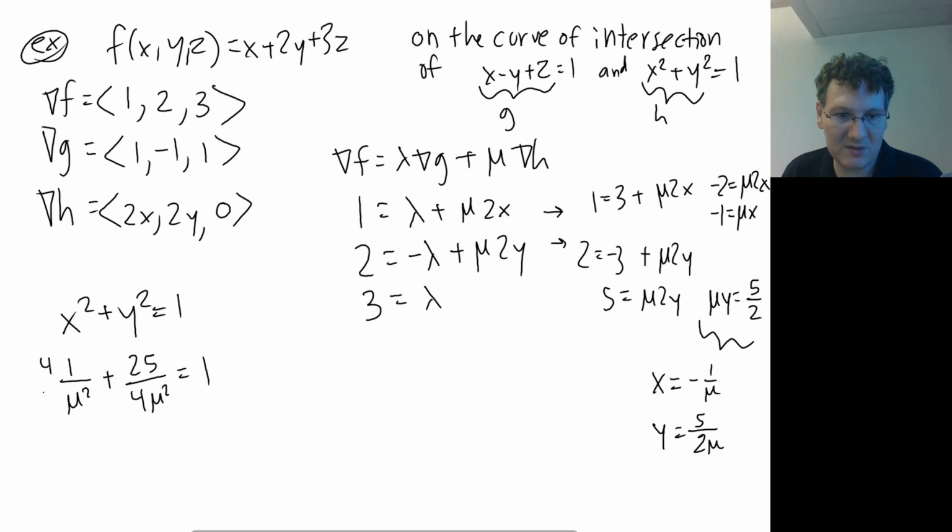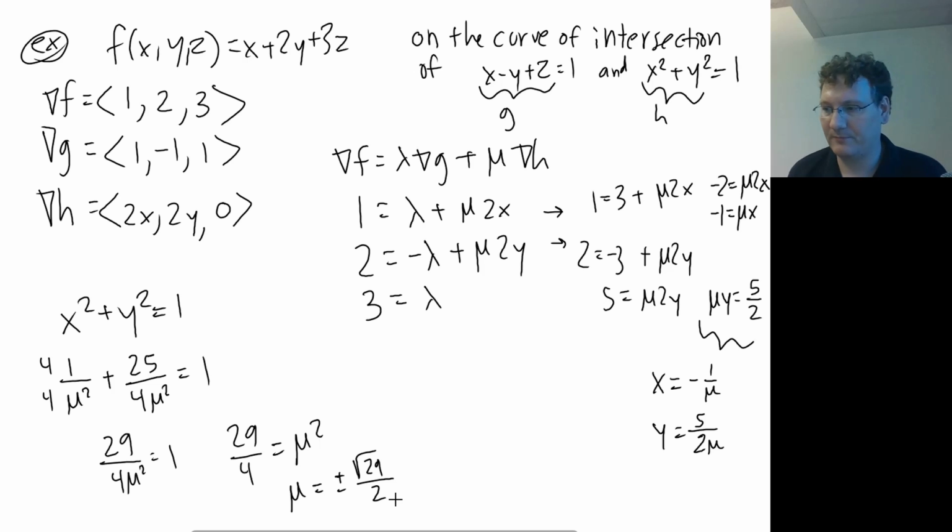And we multiply this first fraction by 4 over 4. What we get is 29 over 4 mu squared equals 1. 29 over 4 equals mu squared. So mu is going to be plus or minus root 29 over 2. Well, with that, we have the ability to solve for all the values that we need, right? That means x is going to be the negative reciprocal of that. That's going to be negative 2 over root 29.